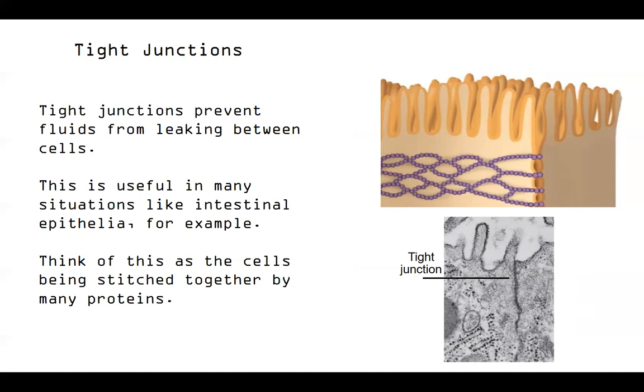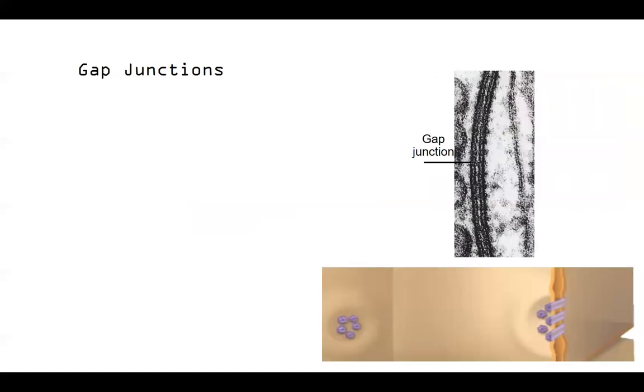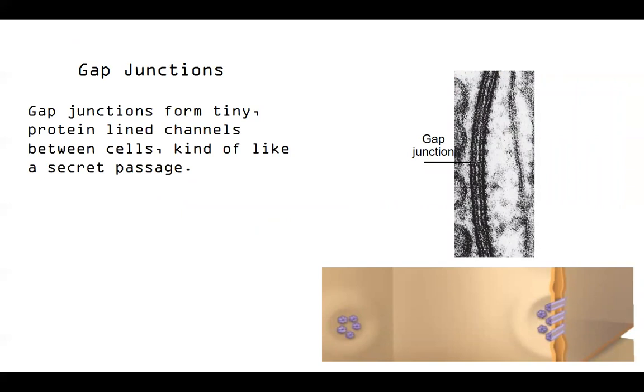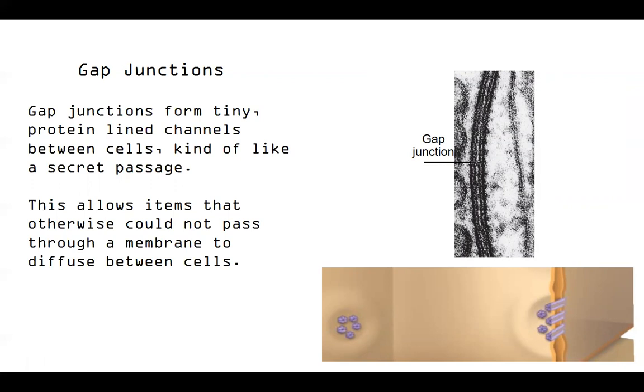Our second type of intercellular junction is a gap junction. Gap junctions form tiny protein-lined channels between cells. They're actually a not-so-secret passage if you're a molecule. So you can see the gap junction here, cut in half. This is just a hollow tube through which things can diffuse. So this is not going to be any kind of active or necessarily selective transport. This is more going to allow diffusion between cells.